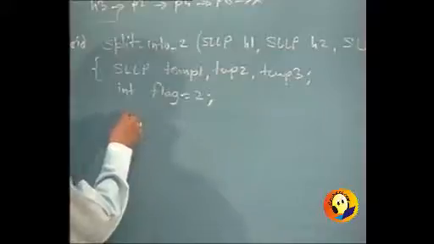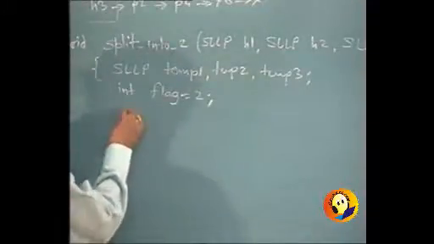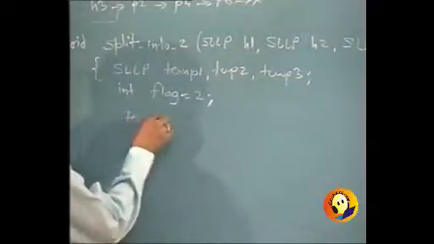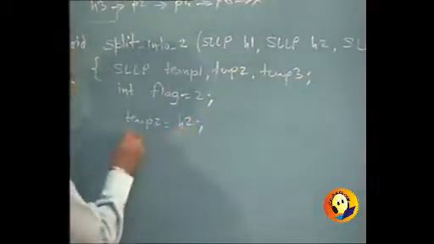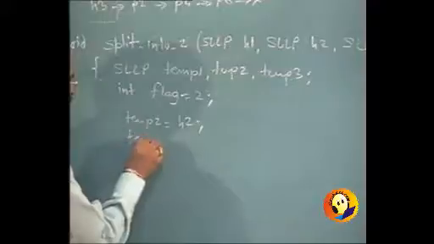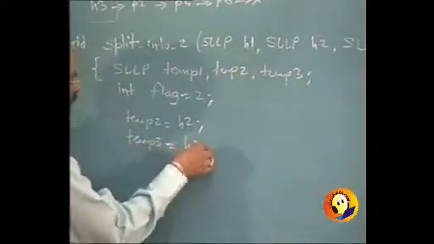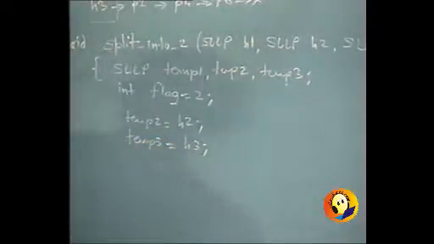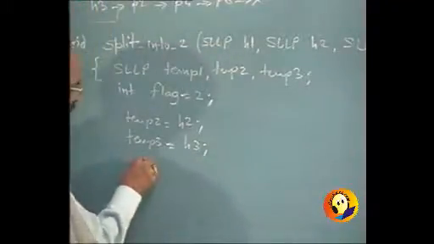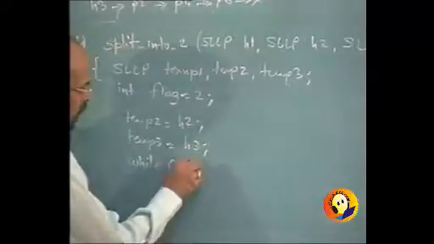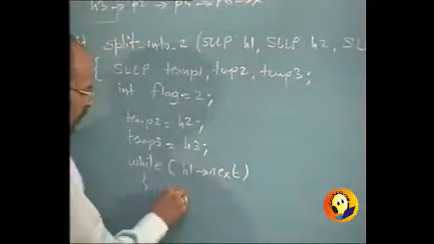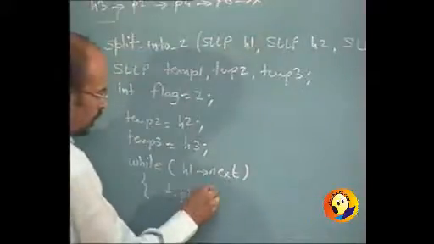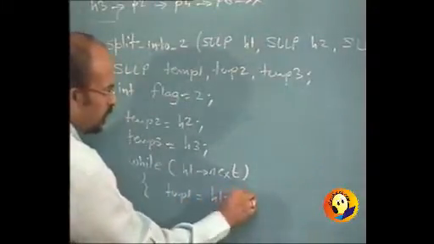We will start with setting temp2 at H2 and temp3 at H3. And every time you will detach the first node. So I will say, while the first list does not end, that is while H1 arrow next is not equal to null, temp1 will be the node which is to be detached, which will be the first node.